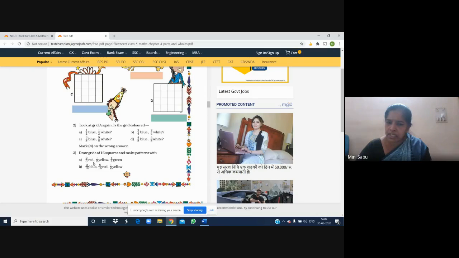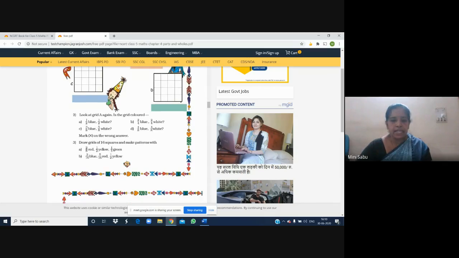That means out of 16, 4 will be red. Out of 16, half will be yellow, that means 8 will be yellow. And 1 by 4 green. 1 by 4 of 16 is 4. So 4 green, 8 yellow, and 4 red. That rule you have to follow. Similarly, in this also, you have to follow the rule, and if you follow the rule you will get a very nice design.